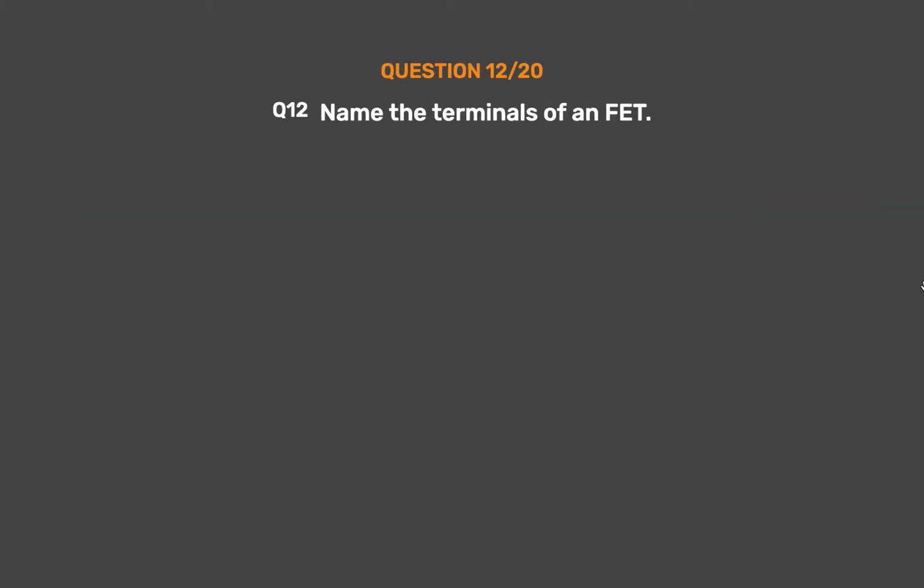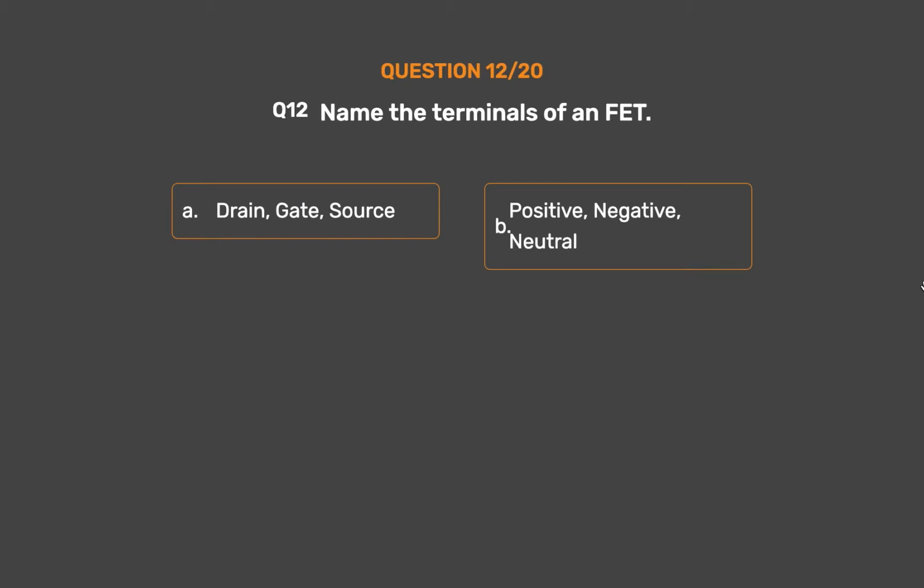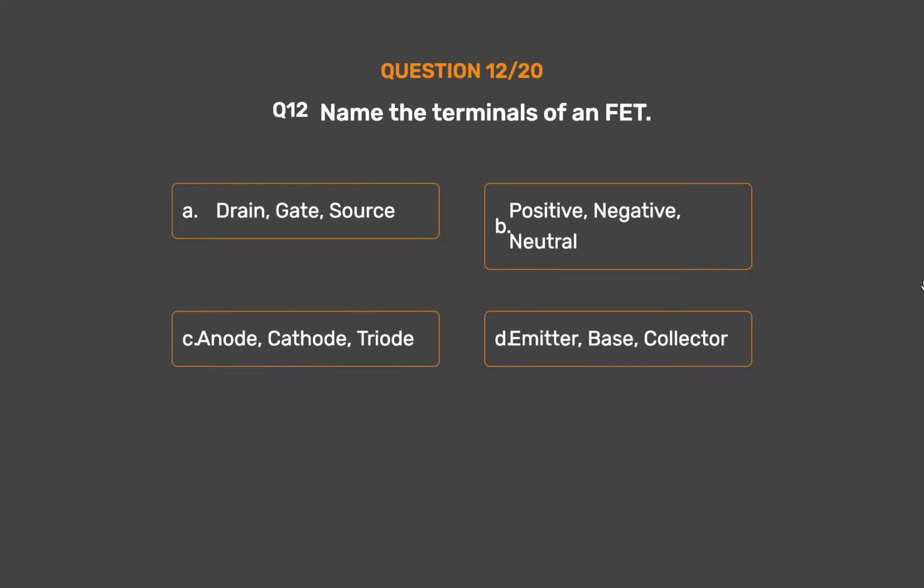Question number 12. Name the terminals of an FET. Option A, drain, gate, source. Option B, positive, negative, neutral. Option C, anode, cathode, triode. Option D, emitter, base, collector.